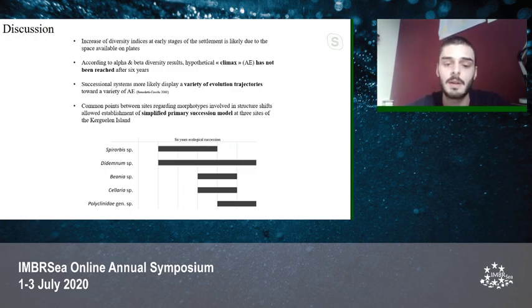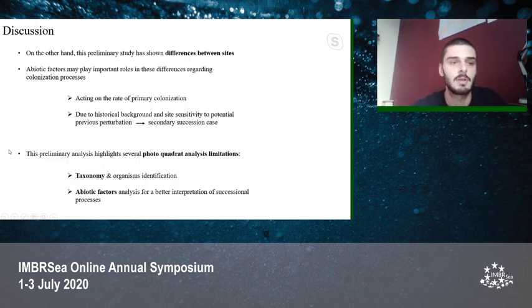Common points have been found between sites regarding the morphotypes, which are mainly involved in the community structure shifts. From that, we could establish a simplified scheme of a succession model, with the polychaete Spirorbis acting as a pioneer. The colonial ascidia Didemnum sp is likely to be ubiquitous. The two bryozoa, Beania and Celleporella, would appear at mid-succession, and Polyclinidae gen sp, another colonial ascidia, would appear at the end of the 6 years colonization process succession.